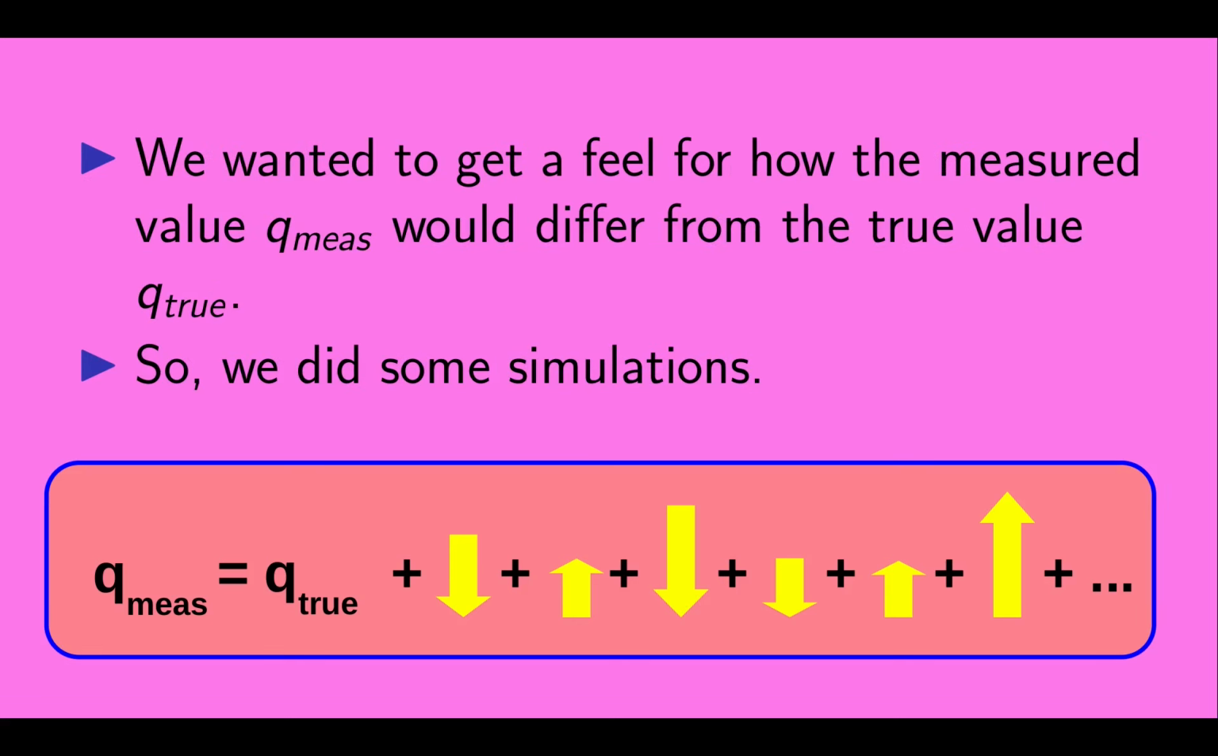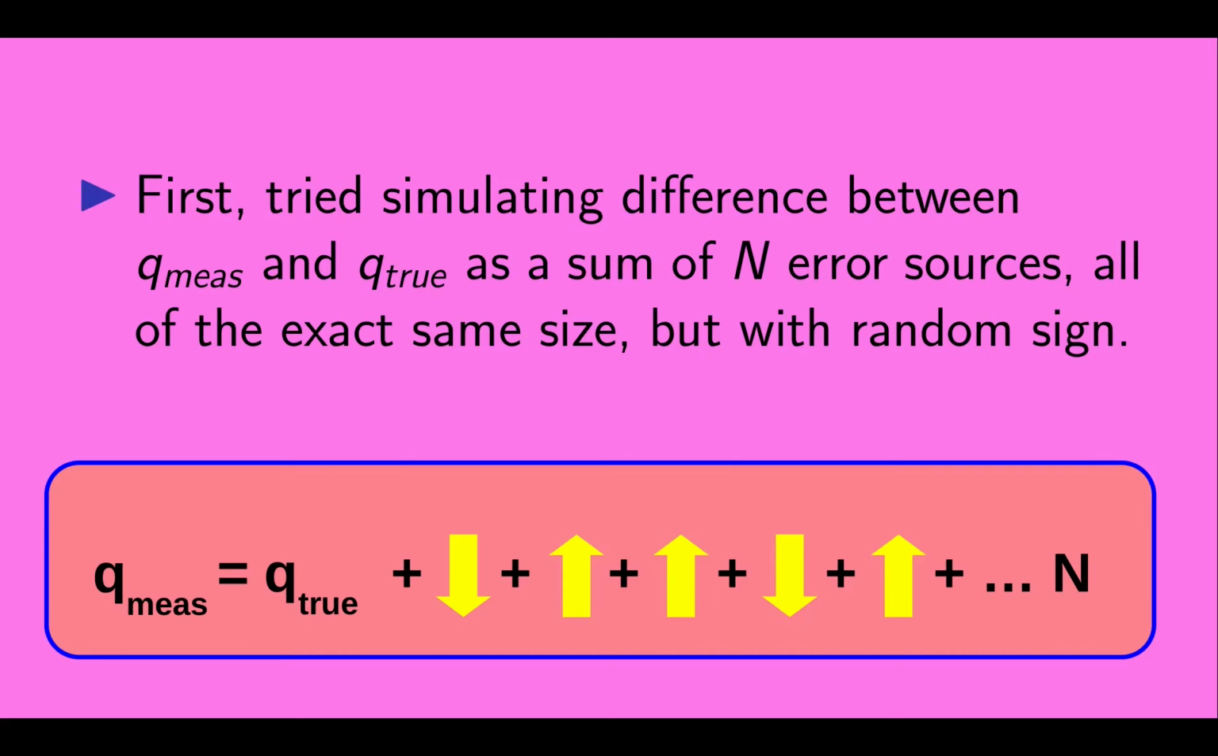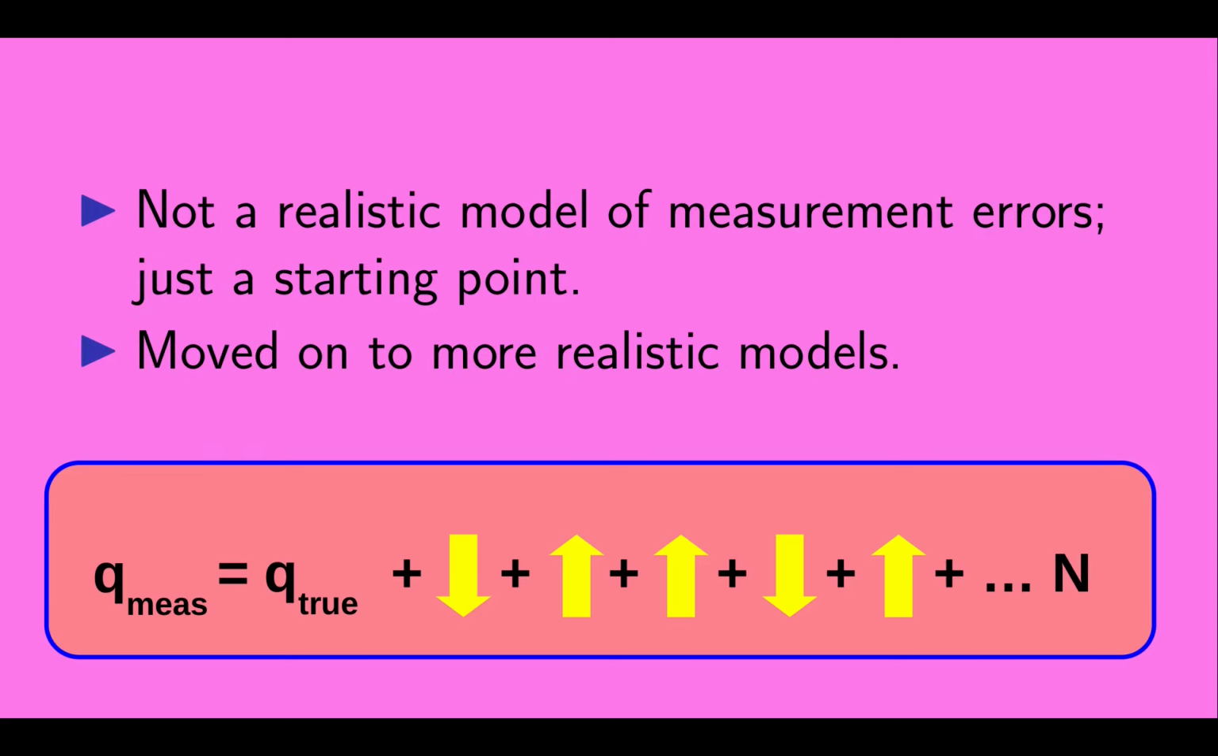We wanted to get a feel for how Q measured would differ from Q true, so we did some simulations. We'll recap those simulations here, and that will set us up for a quick discussion of the Central Limit Theorem. First, we tried simulating the difference between Q measured and Q true as a sum of n error sources, all of the exact same size, but with random signs. This was not a realistic model of measurement errors, just a starting point to lay some groundwork for more realistic models.